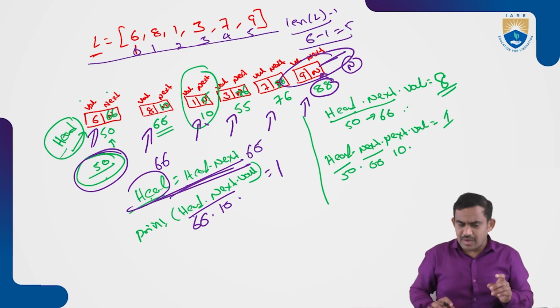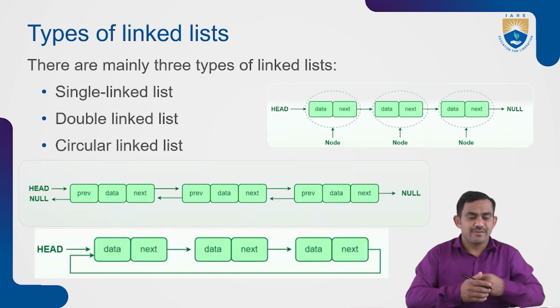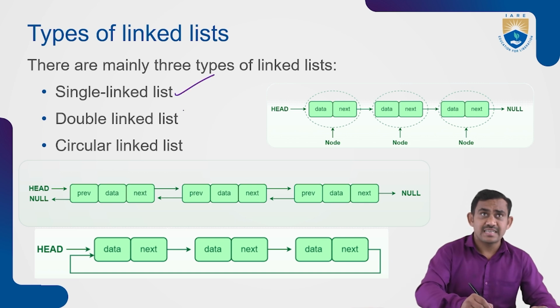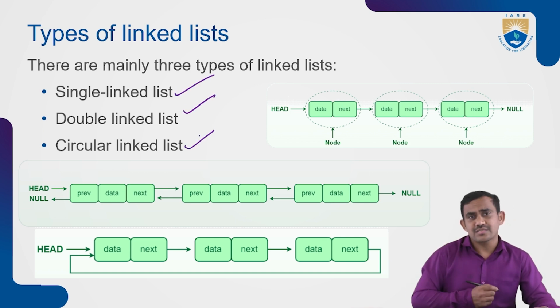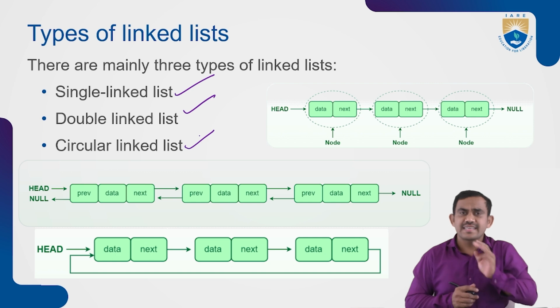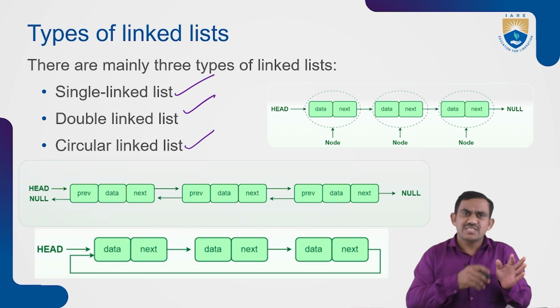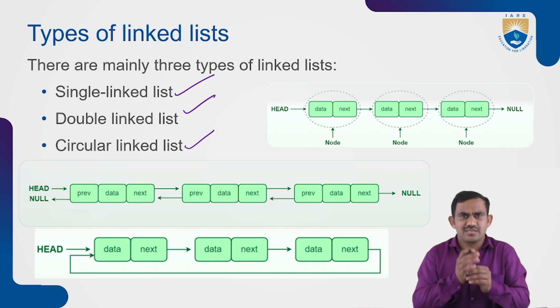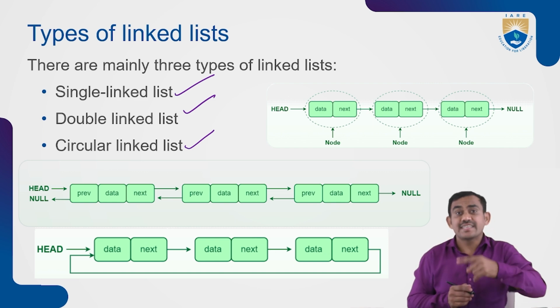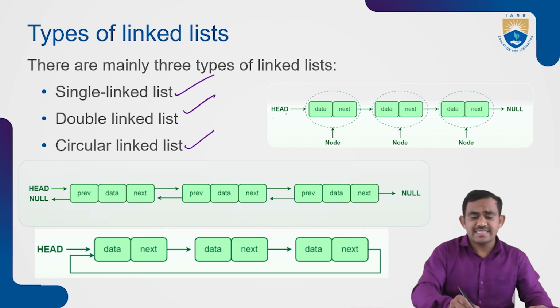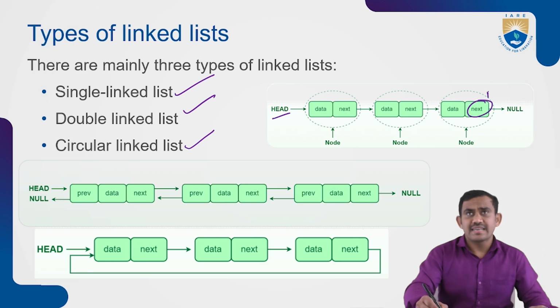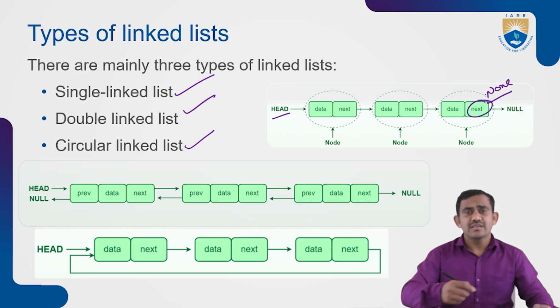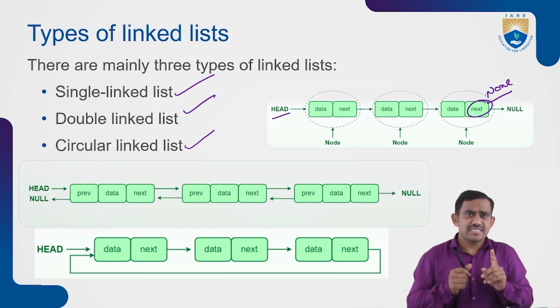Okay. Now coming to how many types of linked list we have. Single linked list, double linked list, circular linked list. So we have three different linked lists. Maximum logic is the same, but with small changes. The first one is the single linked list, which I discussed right now. So the head is a pointer, and the last node will be none. That is a single linked list.